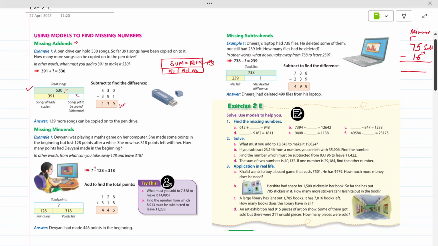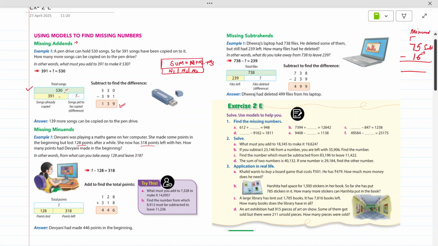Now, again we are using the model for this calculation. The example here is, Devyani was playing a math game on her computer. She made some points in the beginning but lost 128 points after a while. So she was making some notes and she has lost some of the data, and the remaining points: she lost 128 points and she now has 318 points left. How many points had Devyani made in the beginning?